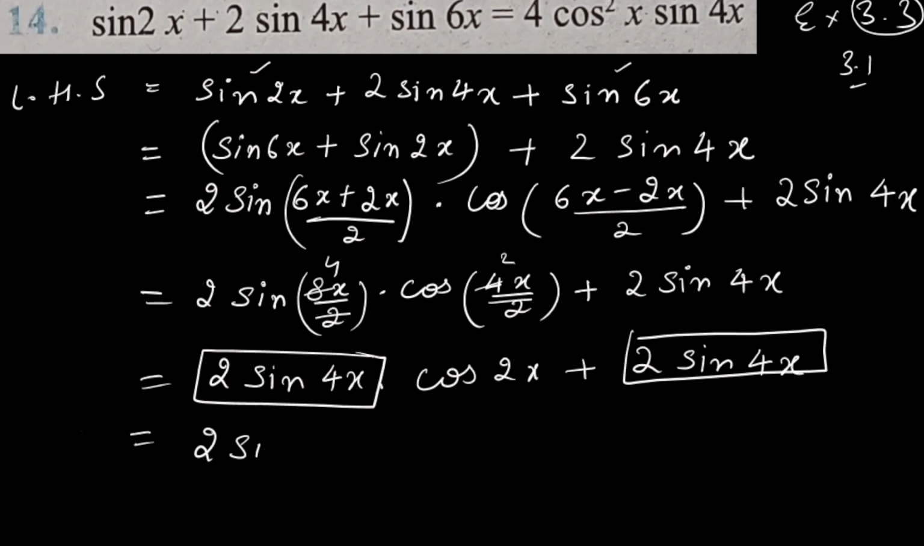So 2 sine 4x, it's common to both of the terms. So I'm taking it out. So whatever is left, I'll write now. I'm left with cos 2x plus 1. If nothing is there, that means 1 is there. So this is what I am left with, cos 2x plus 1.